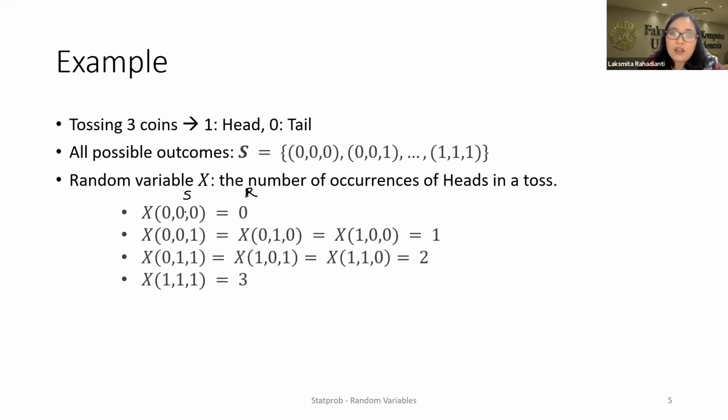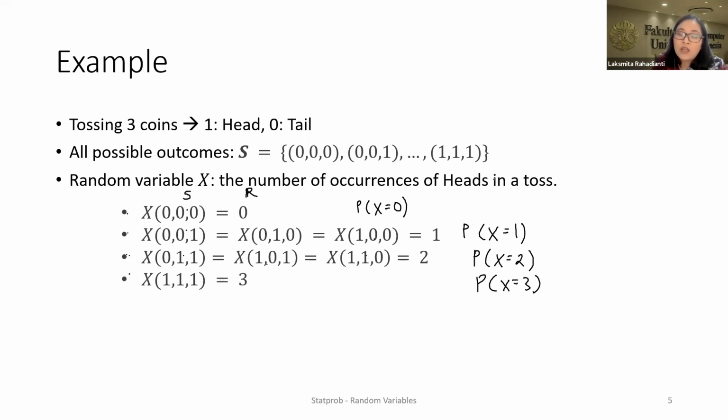So instead of talking about every single outcome in this sample space, I now only have 4 outcomes to consider. The random variable equaling 0, where the random variable is the number of occurrences of heads. The probability of the number of heads equaling 1, the number of heads equaling 2, and the number of heads equaling 3. Note X is the number of occurrences of heads.